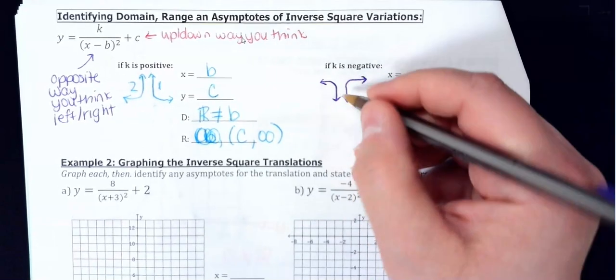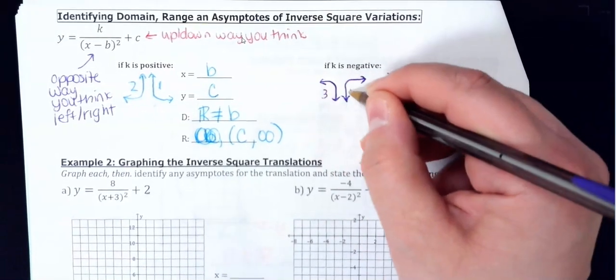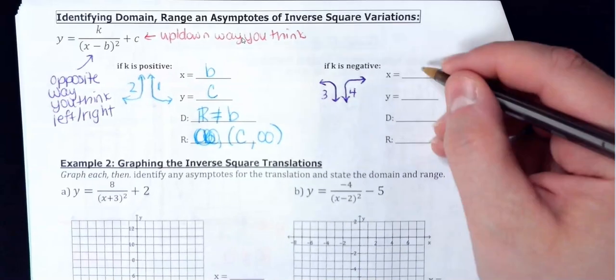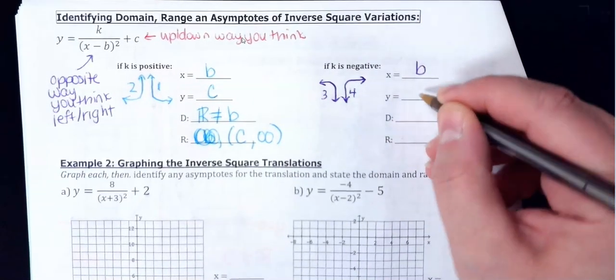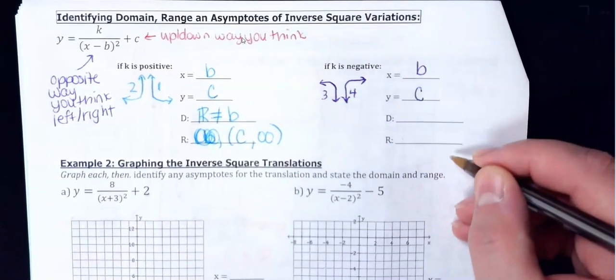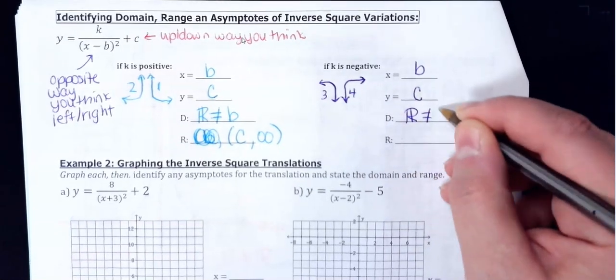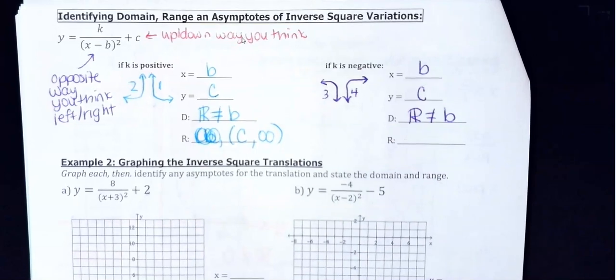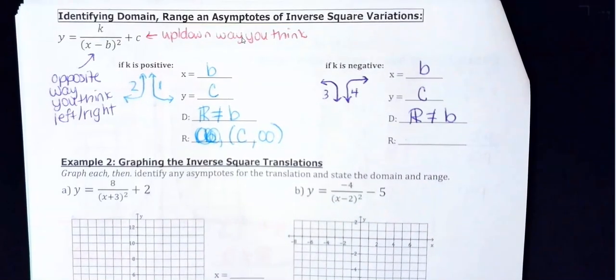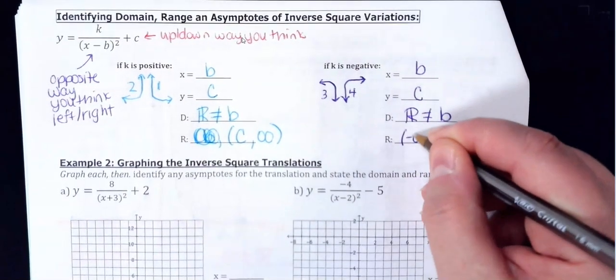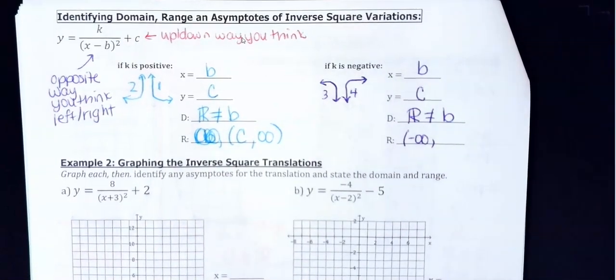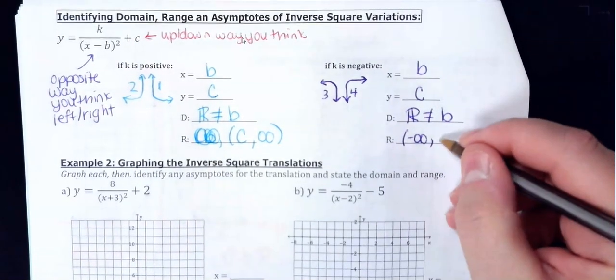As long as the x is squared, it would be in quadrants 3 and 4. X would still be equal to B for your vertical asymptote. Y would be equal to C for your horizontal asymptote. Domain, all the real numbers, but not that vertical asymptote, which is B. And then the range here, since they both point down, you'd want to start your interval with negative infinity, and it would stop at your horizontal asymptote, which would be C.